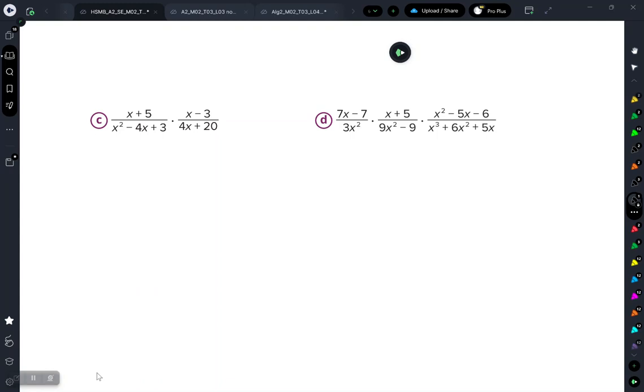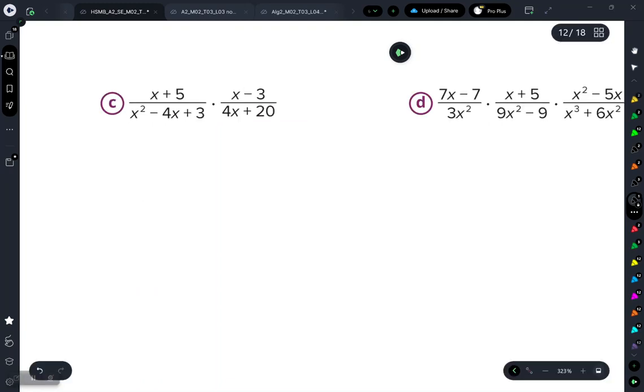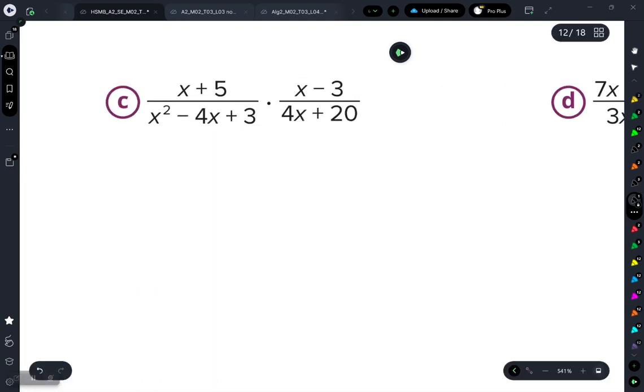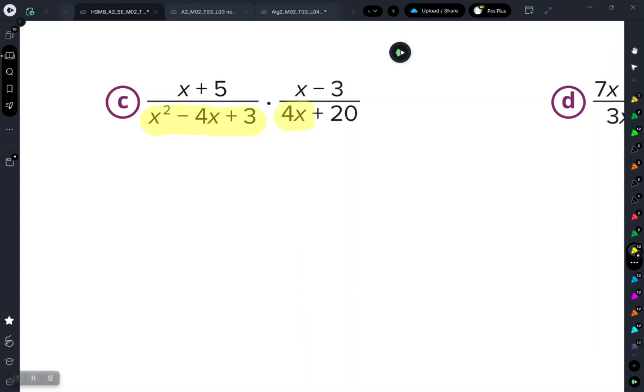All right, let's go ahead and look at C. C has a couple of things that I can factor. I can definitely factor the trinomial here, or at least try to factor this trinomial of x squared minus 4x plus 3. And then I also see 4x plus 20 has a GCF of 4. The x plus 5 and the x minus 3, you can't do anything with those.